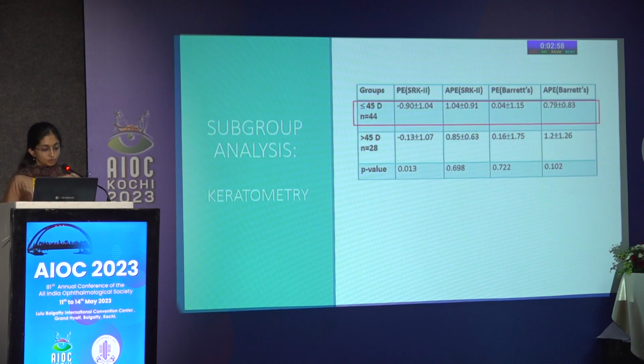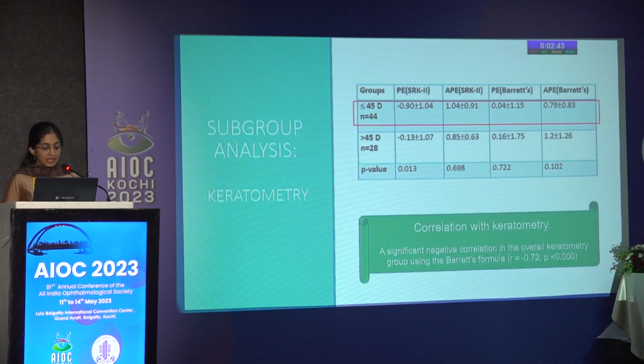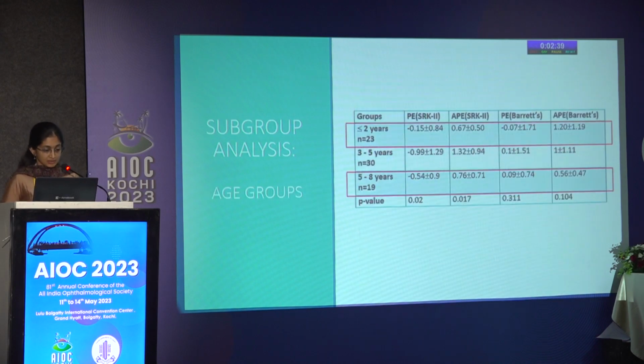So the subgroup analysis was then done according to keratometry. It was divided into 2 groups. In the group which had less than or equal to 45 diopters keratometry, Barrett's had a much better predictive error compared to SRK2, but in the higher, steeper corneas, both of them were almost comparable. And there was a significant negative correlation in the overall keratometry group using Barrett's.